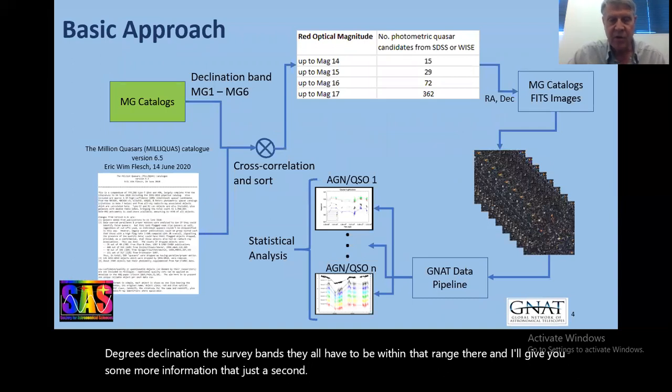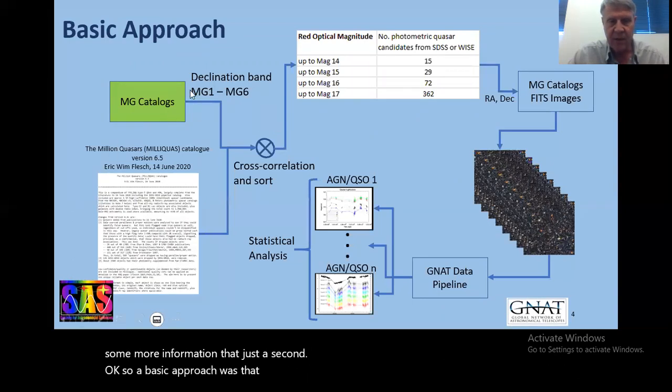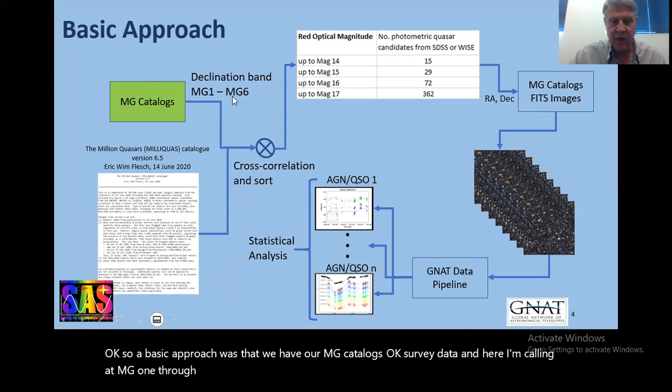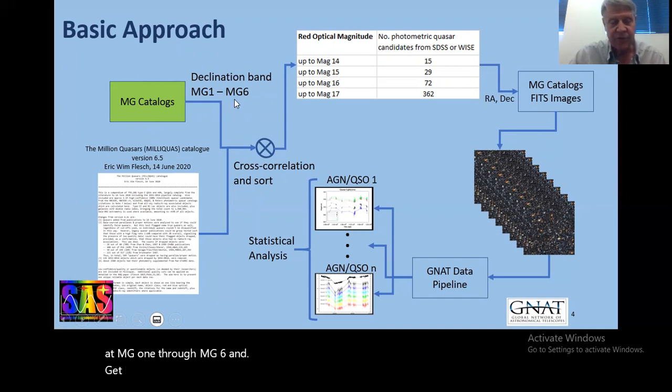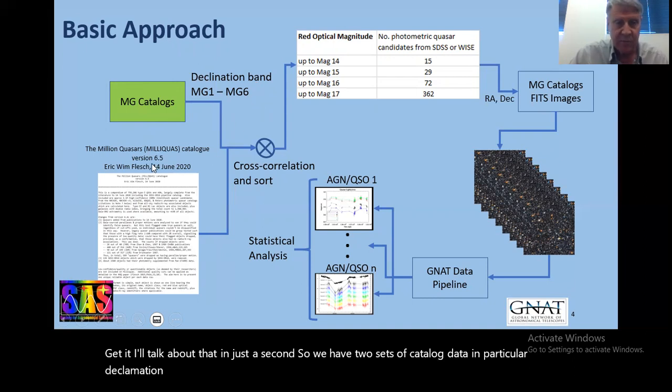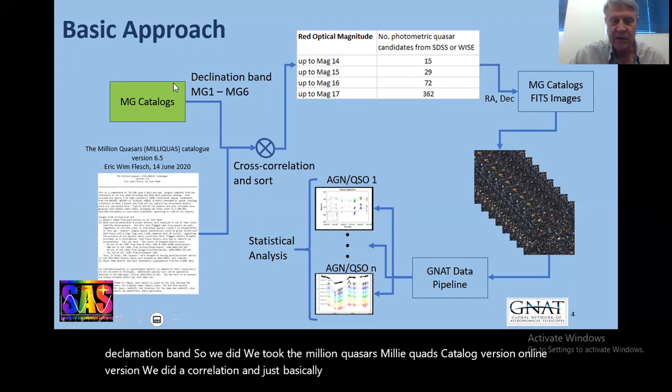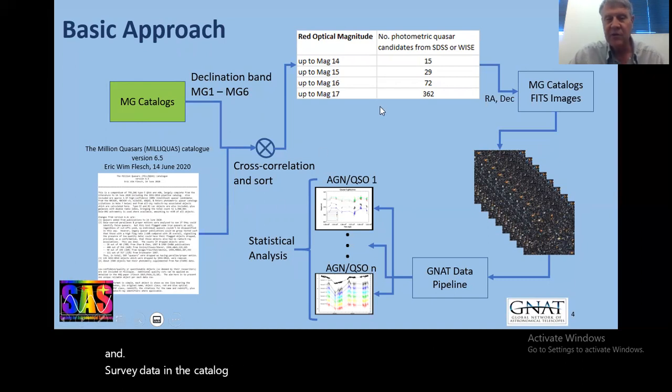Okay, so our basic approach was that we have our MG catalogs, our survey data, and here I'm calling it MG1 through MG6, and I'll talk about that in just a second. We have two sets of catalog data in a particular declination band. We took the Million Quasars, Milliquas catalog, online version, and did a cross correlation between what we could see in our survey data and the catalog data, and came up with a list of potential targets.